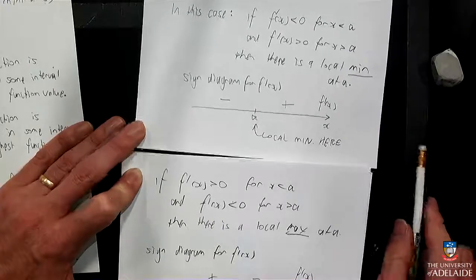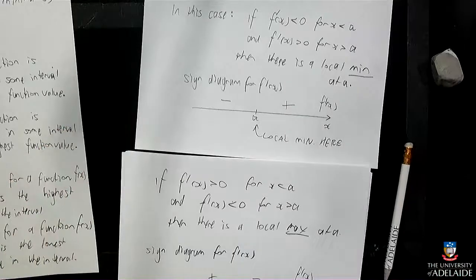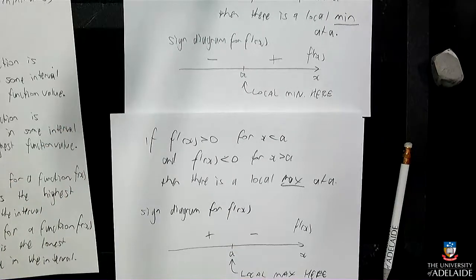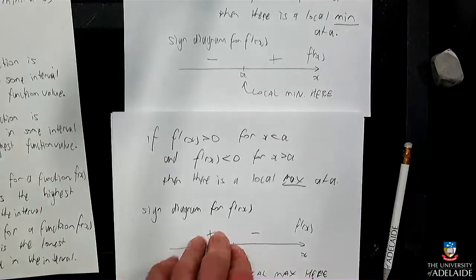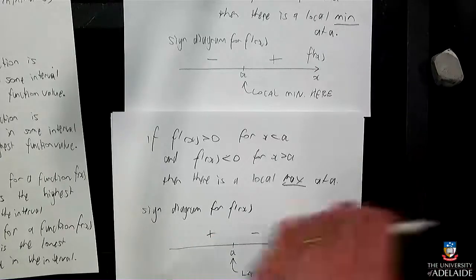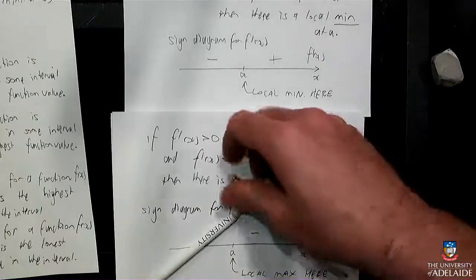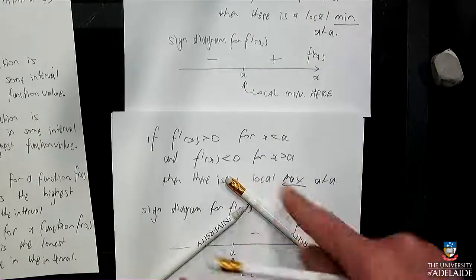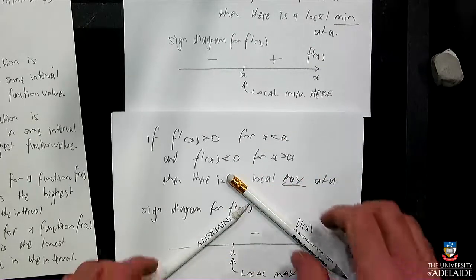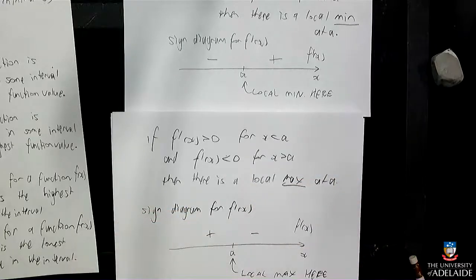technically the point a isn't the maximum. It's just a location where there is a maximum. So if the slope is positive, it must be going up here. And if the slope is negative, it must be going down here. And so it must be a maximum if it goes that way. Okay, so they're the ideas of what's going on with these functions.